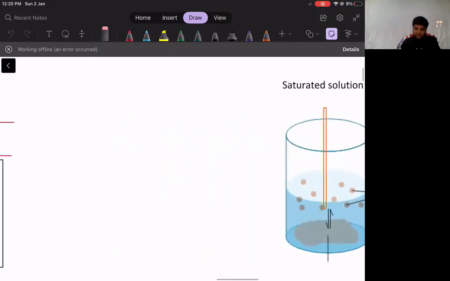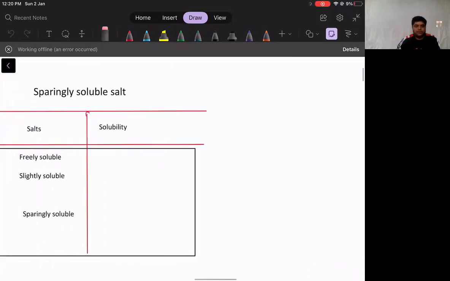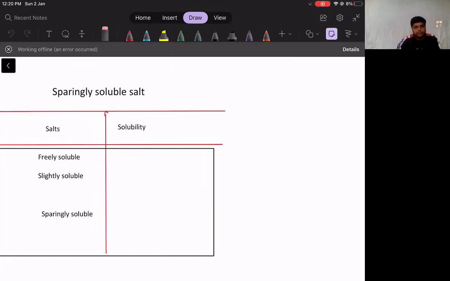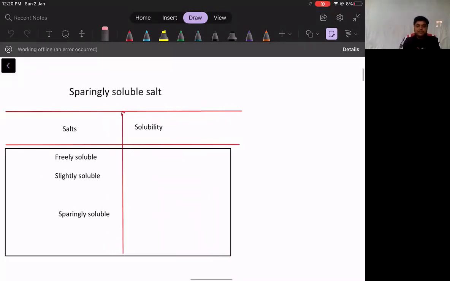Another term was there, sparingly soluble salt. Based on their solubility, the substances can be classified into three major categories: the freely soluble, slightly soluble, and the sparingly soluble substances. Another new term we have got here, the solubility. Solubility refers to the quantity of some solute dissolved in a given volume of the solution. Roughly, we may speak of the molar concentration. If the molar concentration or solubility is greater than 0.1, then the substance is said to be freely soluble.